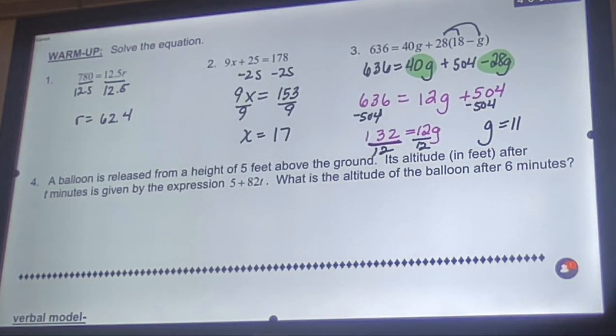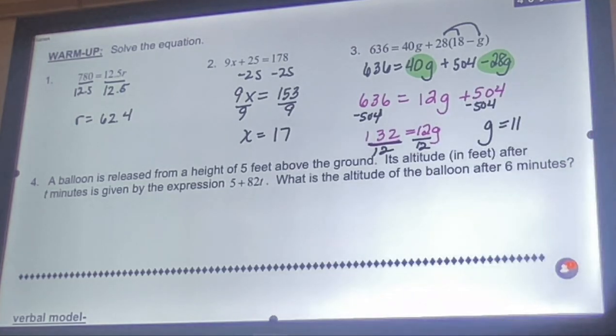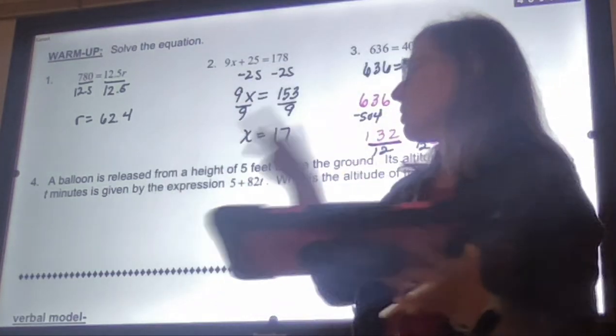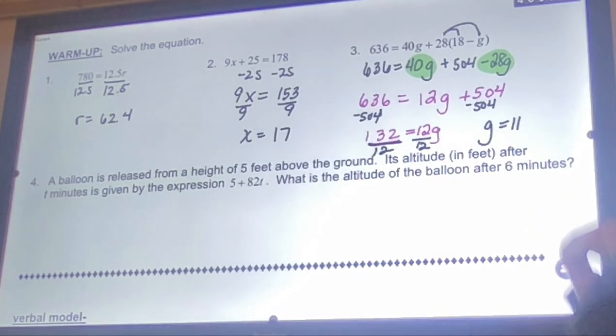So if you look at number 4, I said we would do this one together. It says a balloon is released from a height of 5 feet. So let's say I'm holding a balloon and I let it go. So I'm holding it at 5 feet and then I'm letting it go in the air. Its altitude after t minutes is given by the expression 5 plus 82 times time. So the 5 is because that's where it's starting. And then the 82 is how fast it's rising for every minute. So it says, what is the altitude of the balloon after 6 minutes?